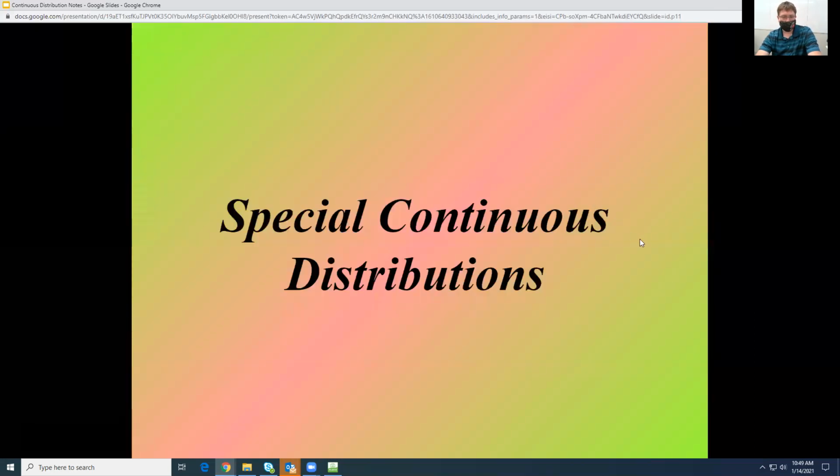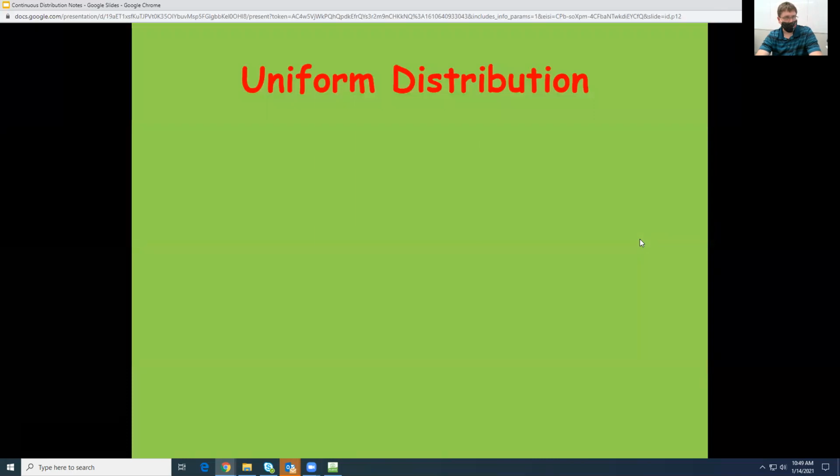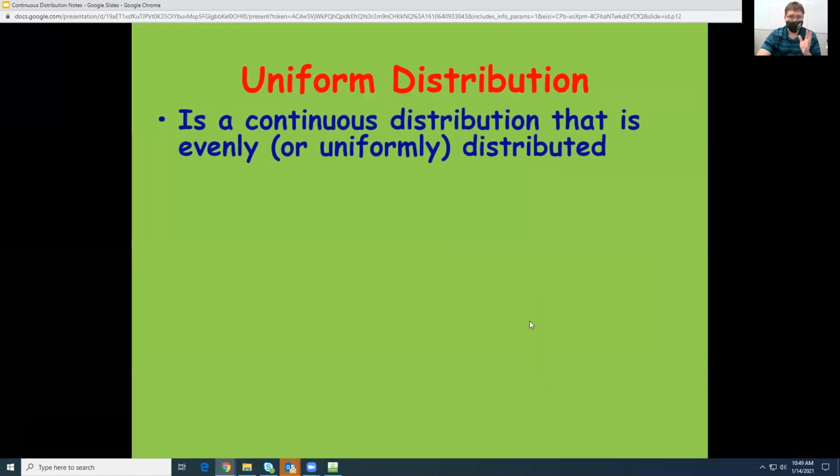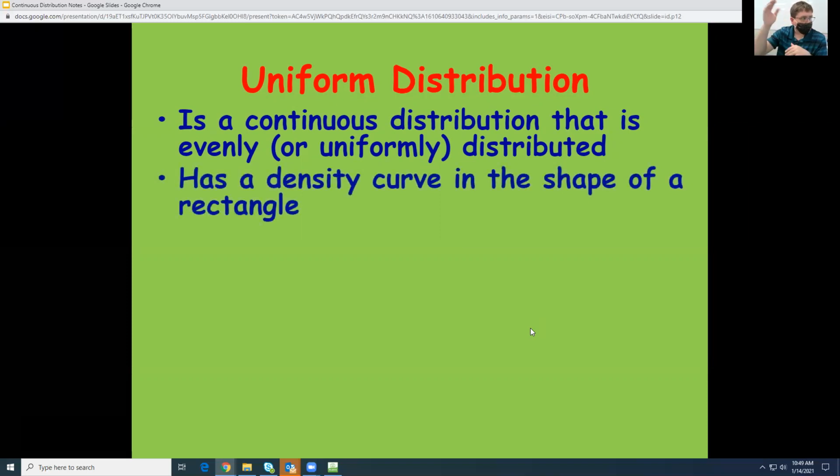All right, so some special continuous distributions. We're going to talk about both uniform and normal. Normal will be on Tuesday. Uniform fits with our geometric stuff. We're going to do uniform first. So with uniform distributions, it's again continuous that is evenly distributed amongst the graph. So your graph should look like a rectangle. There should be no abnormalities going up or down or anything like that. It has a density curve in the shape of a rectangle. That's it. So if I roll a dice, that's a discrete uniform distribution, but something in that shape is what I'm looking for.